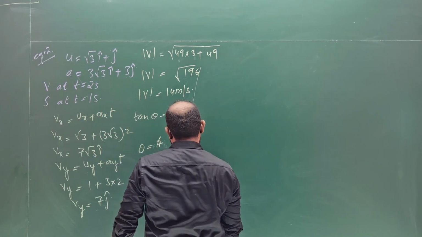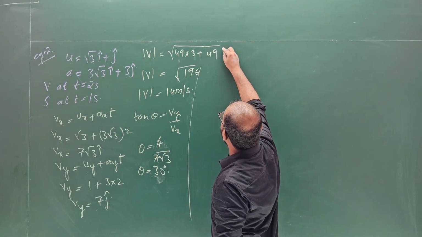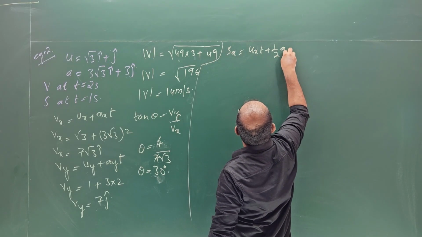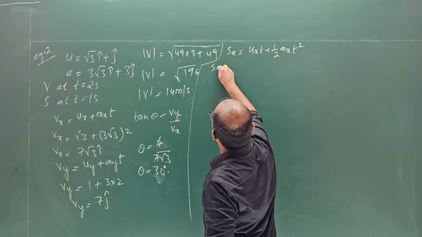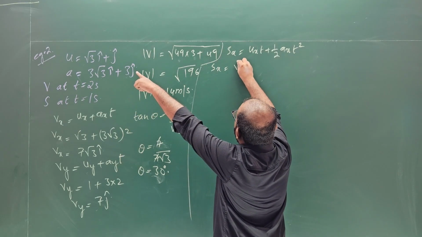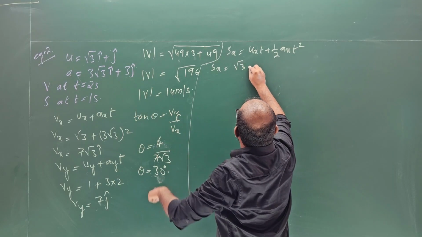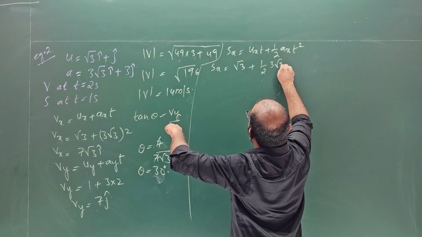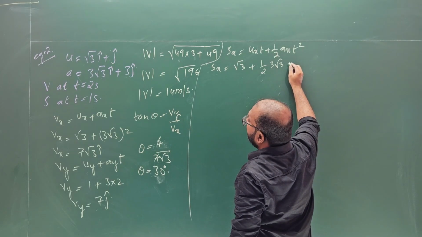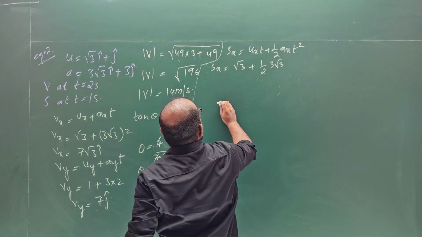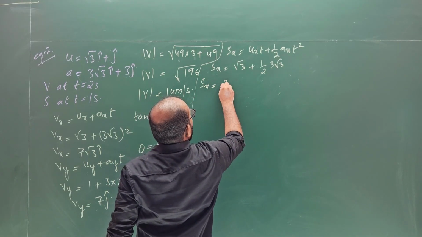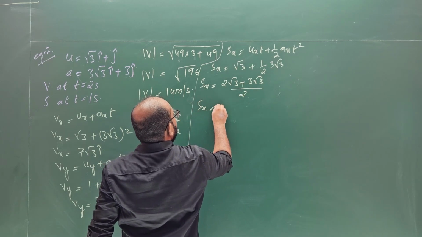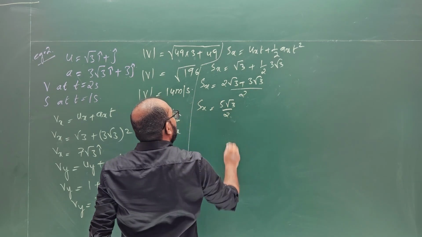Okay. Now substituting the value in Sx. So Sx is equals to uxt plus half of axt square. So Sx is equals to u, that is root 3, and time is 1. So plus half of a value is how much? 3 root 3. Then time again 1. So we can't do anything. So Sx is equals to 2 root 3 plus 3 root 3 divided by 2. That is Sx is equals to 5 root 3 by 2.